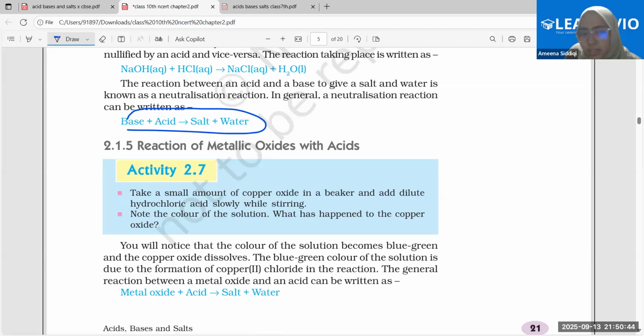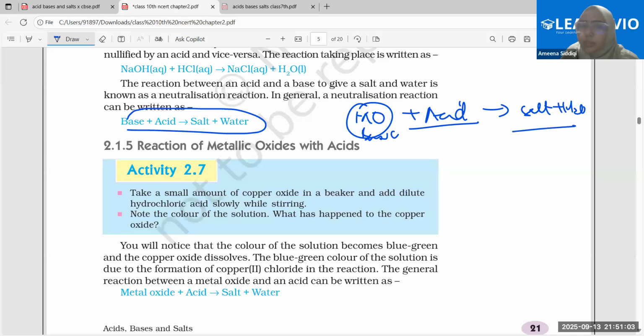In similar to this, we can have metallic oxides. What is the chemical nature of the metallic oxide? Basic. Excellent. So whenever this is also reacting with an acid, that will also be the same reaction, giving you salt plus water. Again, a form of a neutralization reaction.